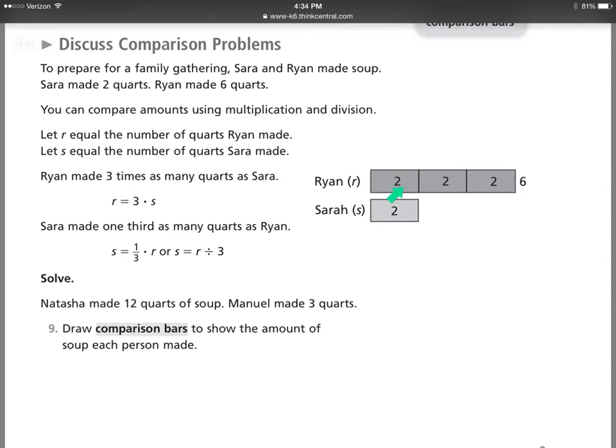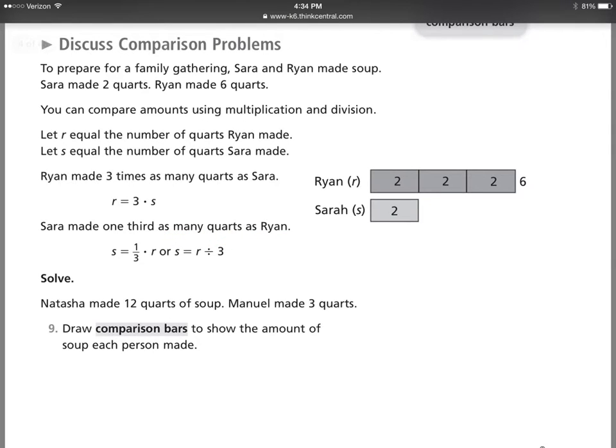We can tell that because Ryan has 6, and we can see visually that that is 1/3. If we break Ryan's 6 into thirds, that 1/3 will equal the same amount as Sarah's. So we could say that Ryan has 3 times as many quarts as Sarah, or we could also say the opposite, and that Sarah has 1/3 as many quarts as Ryan.